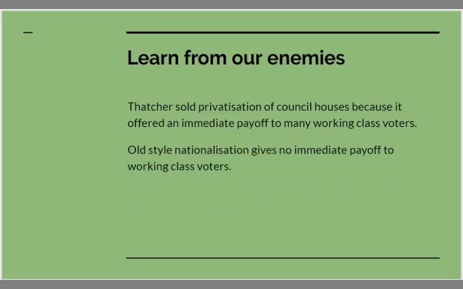We have to learn lessons from the success of Thatcher. Thatcher sold a movement in the reverse direction, privatisation. Privatisation was popularised with the privatisation of council houses, and this had the advantage that it offered an immediate payoff to many working class voters. It had an immediate bribe, and in that way the Tories were able to cement a majority, during which they carried out a whole series of other privatisations. The problem was that old-style nationalisation gave no immediate payoff to the voters.